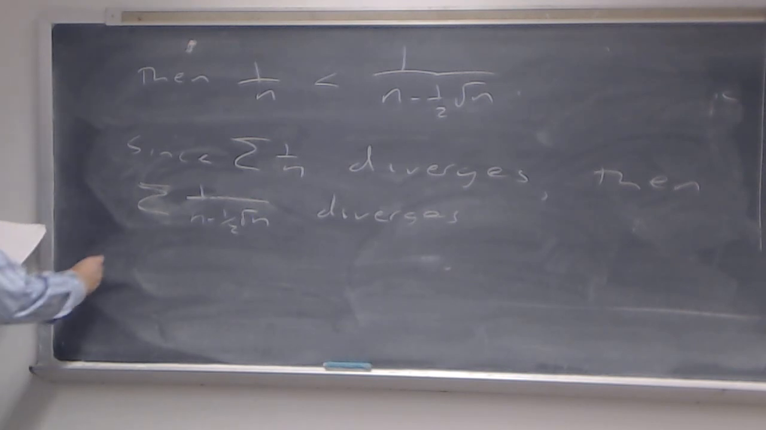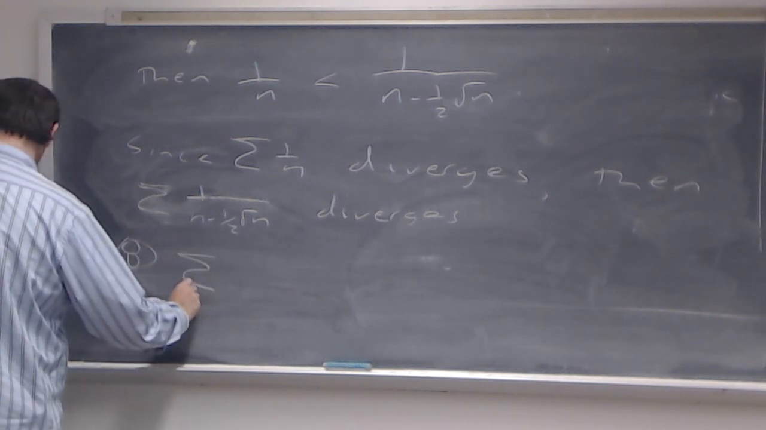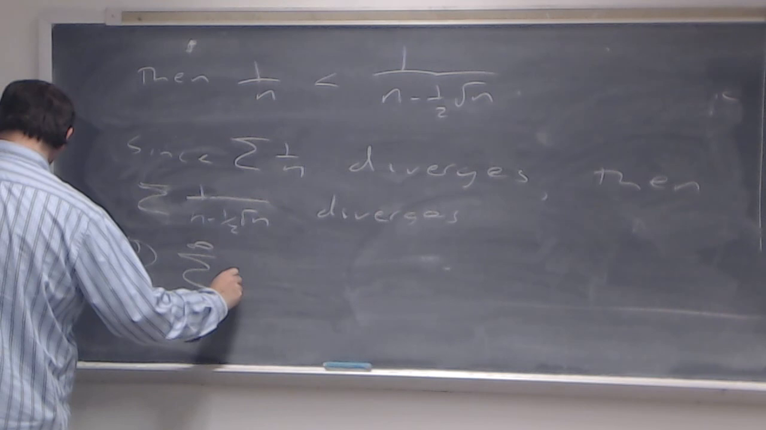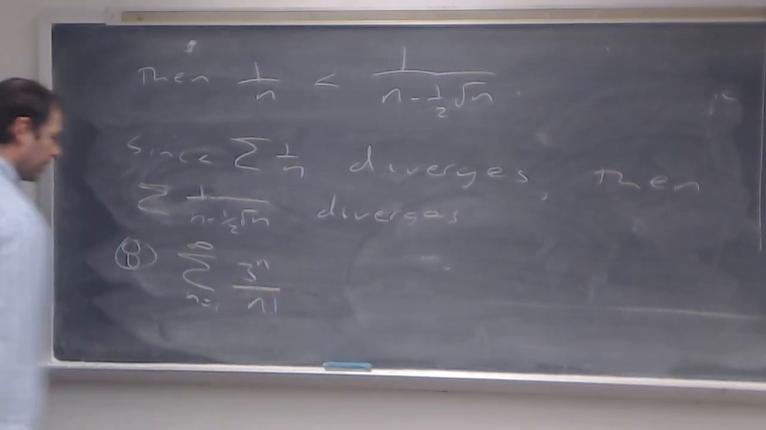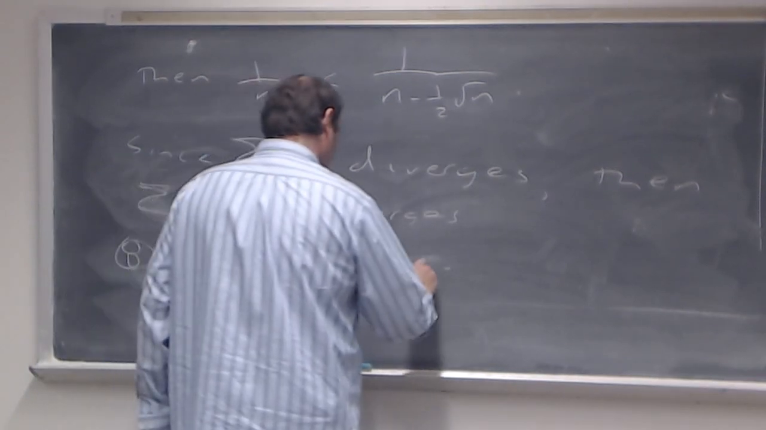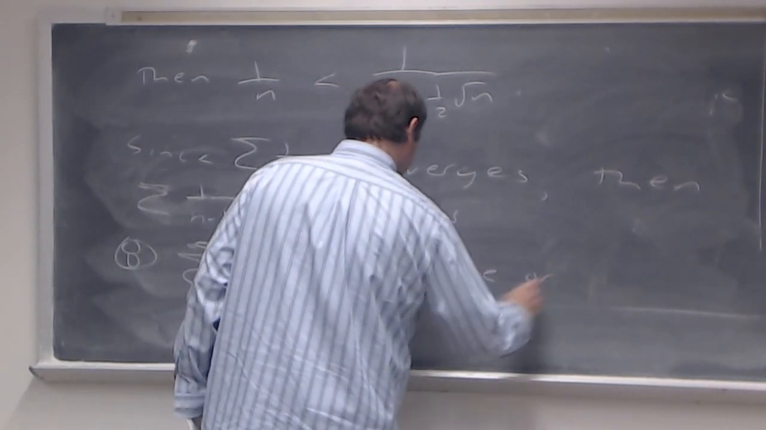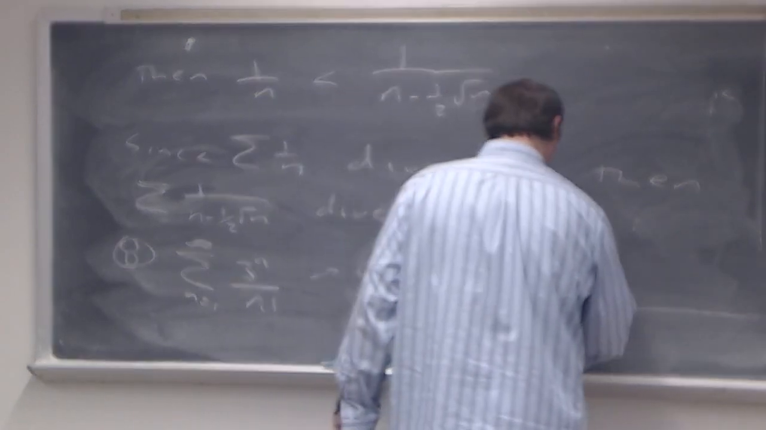Now I'd like to look at another example, 8. It says, what about this series as n runs from 1 to infinity of 3 to the n over n factorial? And a good way to determine the convergence or divergence of this particular series is to use the ratio test. So here we're going to converge or diverge. And we will use the ratio test.